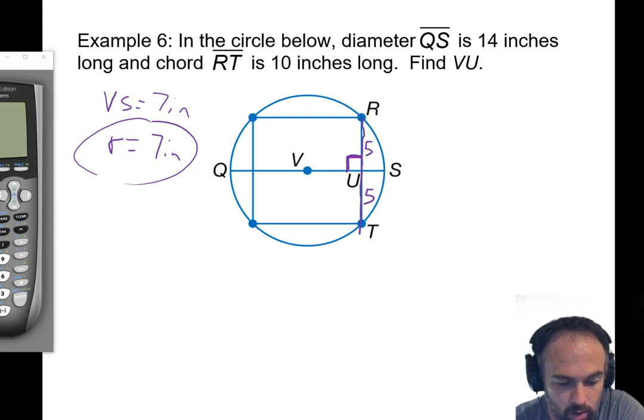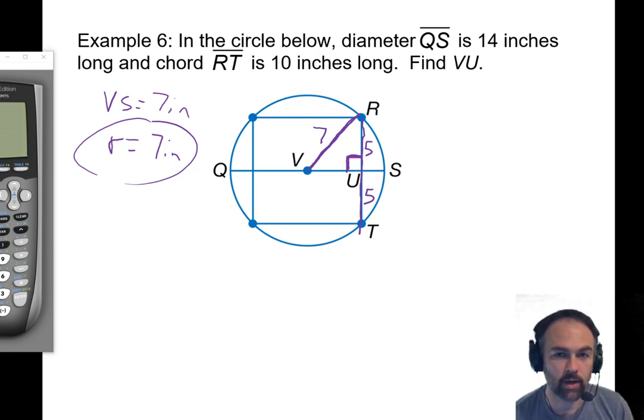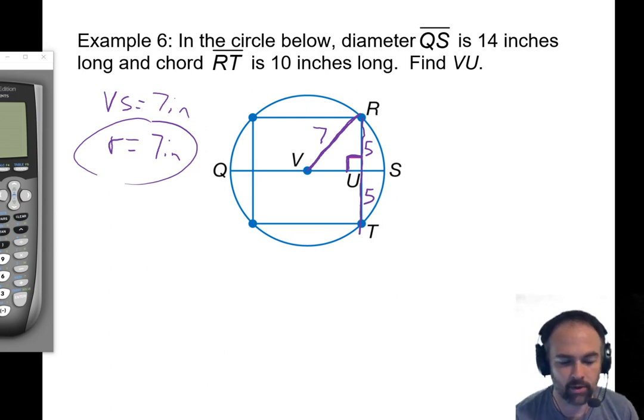So I could draw a helper radius here from V to R. That one is also going to have a distance of 7. I now have a right triangle that I can solve for the third side.